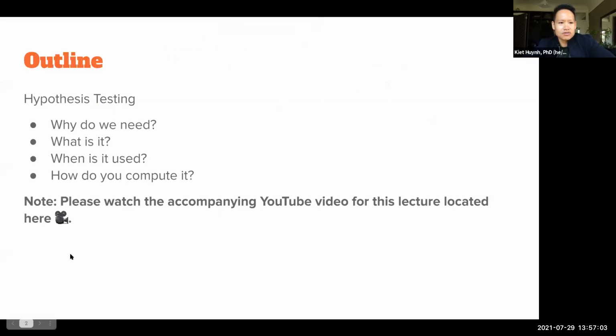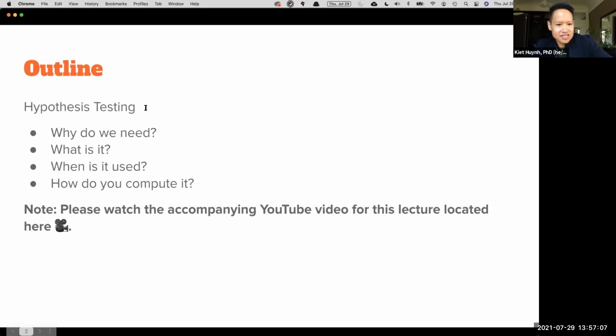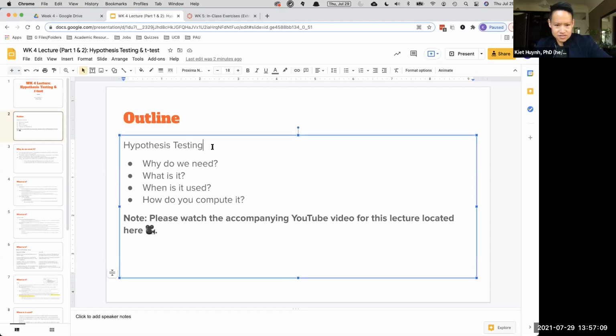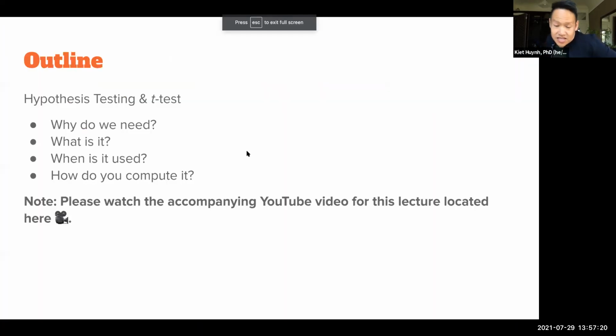All right, so here's the outline. It says hypothesis testing, but we should also say t-test. Usually when you have a name of a test like this, you italicize it, like the z-test or the t-test. Okay, we're going to talk about why we need it, what is it, when to use it, and how do you compute it, just like the previous formats.